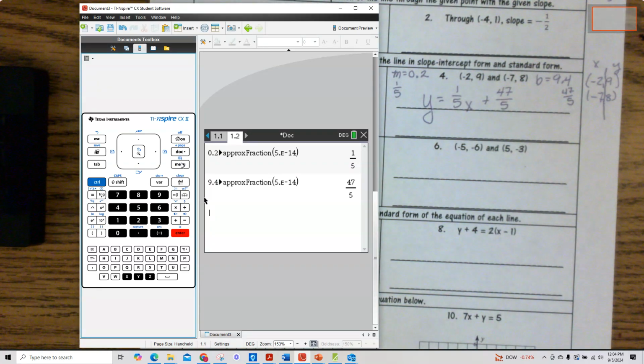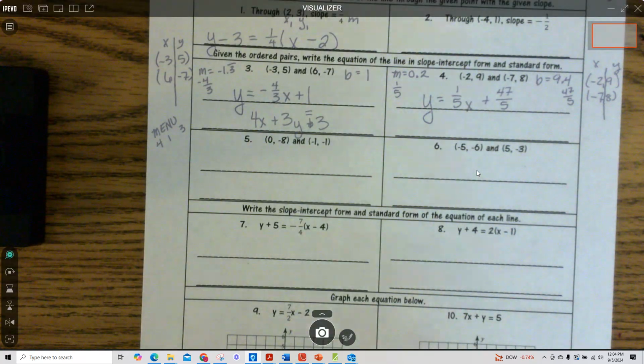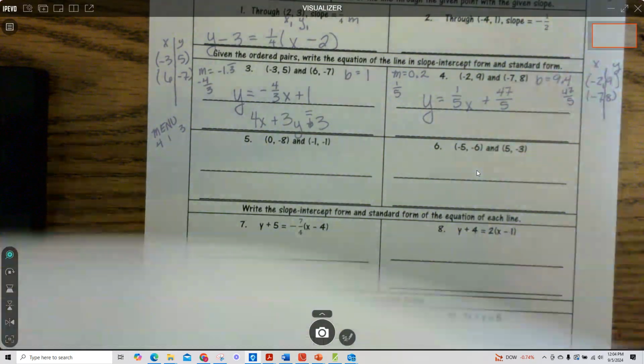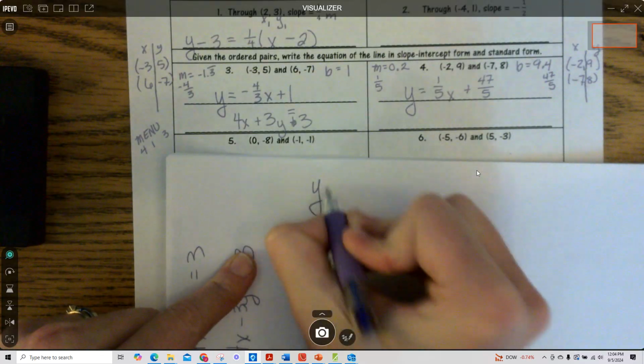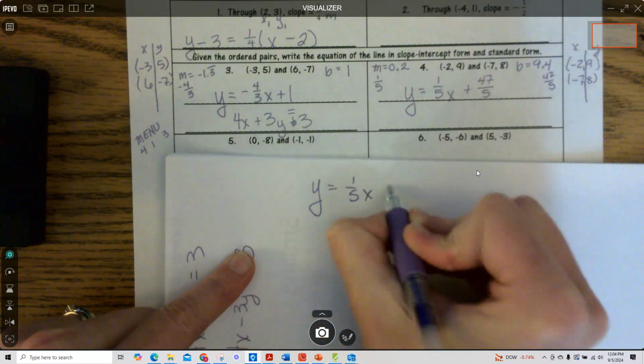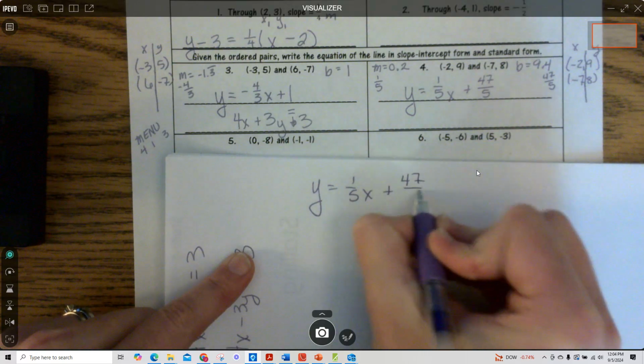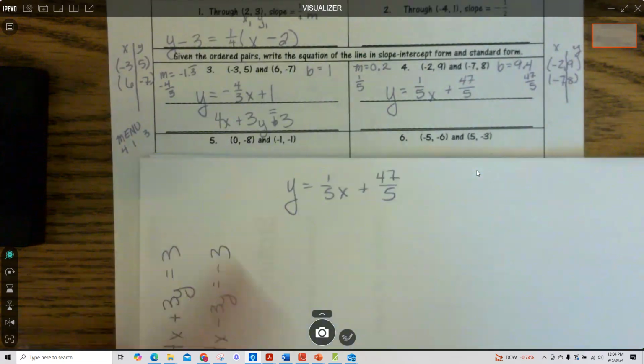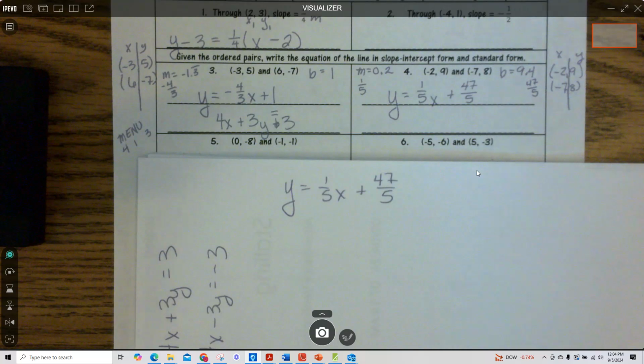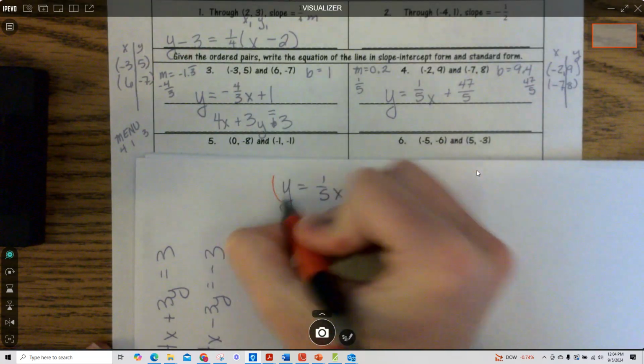Slope-intercept form's done. Again, that one we should be able to do. So now we've got to convert it. So what's the first rule of standard form? No fractions. So how do I get rid of that fraction? Multiply by the 5. Each piece.